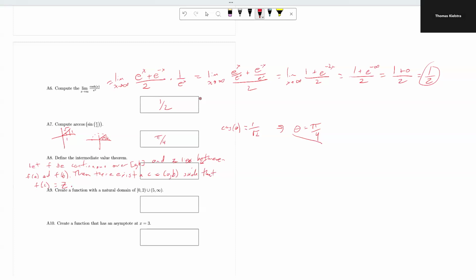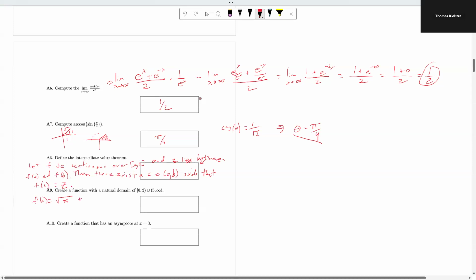Next, we're going to create a function with this natural domain. And to create this function, what I like to do is just add functions until I get my domain constraints. So the first one is I'm greater than or equal to 0. So I'm going to let f of x equal, I'm going to start with root x. So I'm greater than or equal to 0. Then I'm going to add another function.